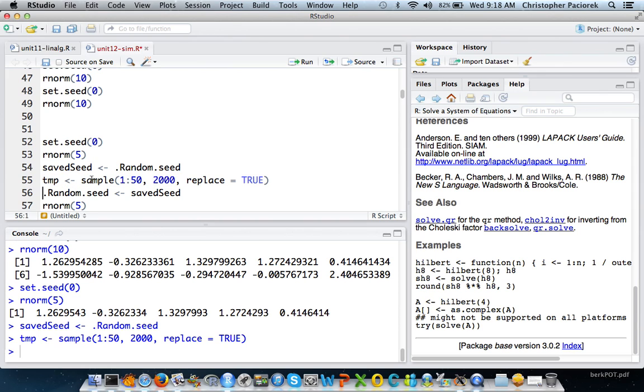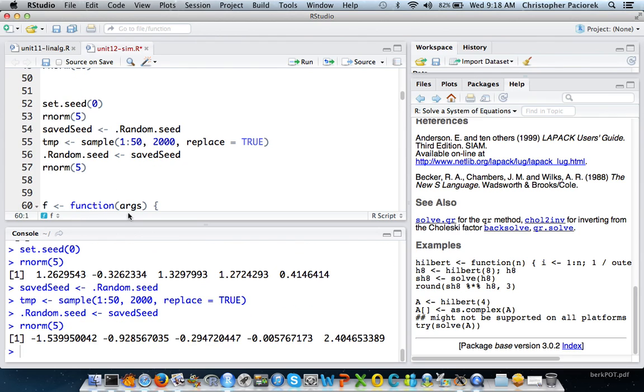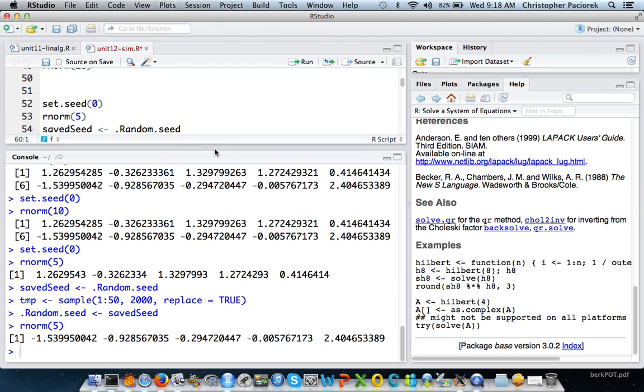This is just to make the point that I can go off and do a whole bunch of other calculations that involve random number generation, in this case using the sample function. Now I'm going to take the saved seed and put it back into .Random.seed. So that's what I'm about to do here. And now if I generate another 5 random normals, what we should see is that I basically got back to where I was, that I generated the first 5 of the 10 that start when I set the seed to 0.